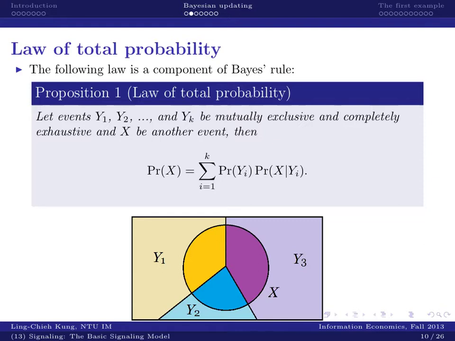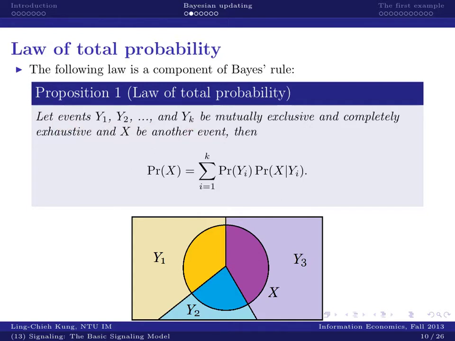We need to remind you about the law of total probability, which is nothing but a probability theorem. This will be a component of the Bayes theorem. So what's that? The law of total probability is the following. Suppose I have a set of events, y1, y2, up to yk.